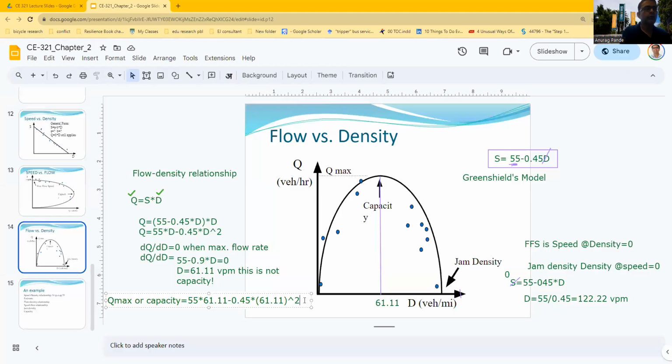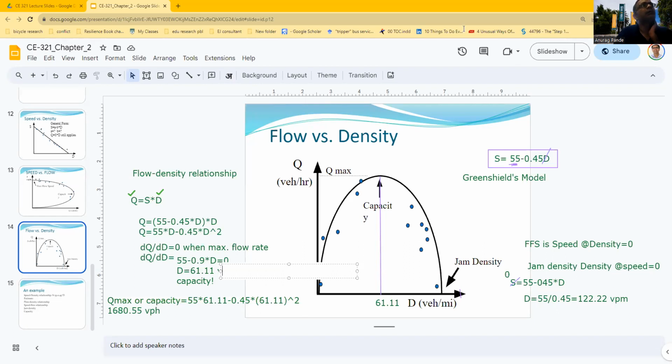If you were to actually do the arithmetic, you'll get about 1680.55 vehicles per hour. So remember the units here. The flow rate will always be in vehicles per hour. Density will be vehicles per mile. So always remember the units.